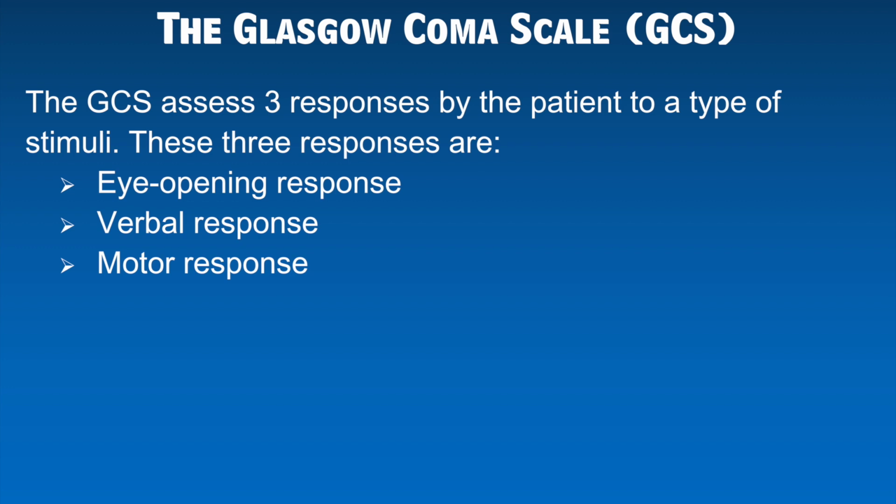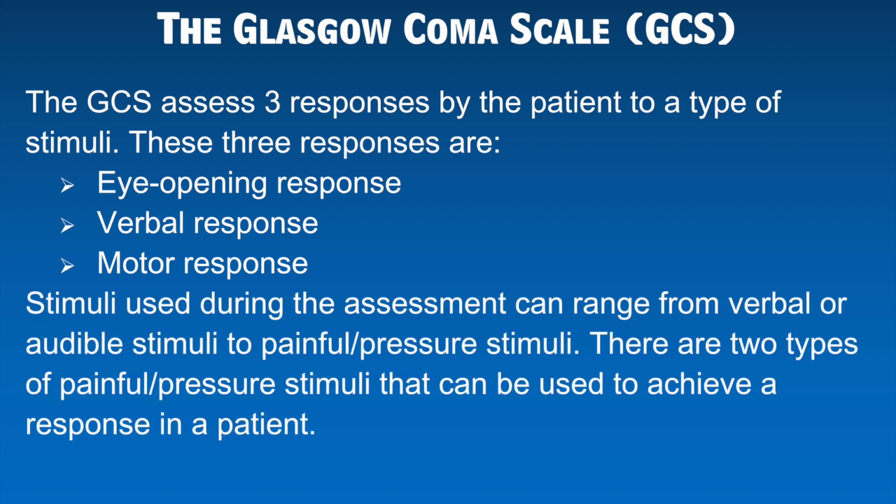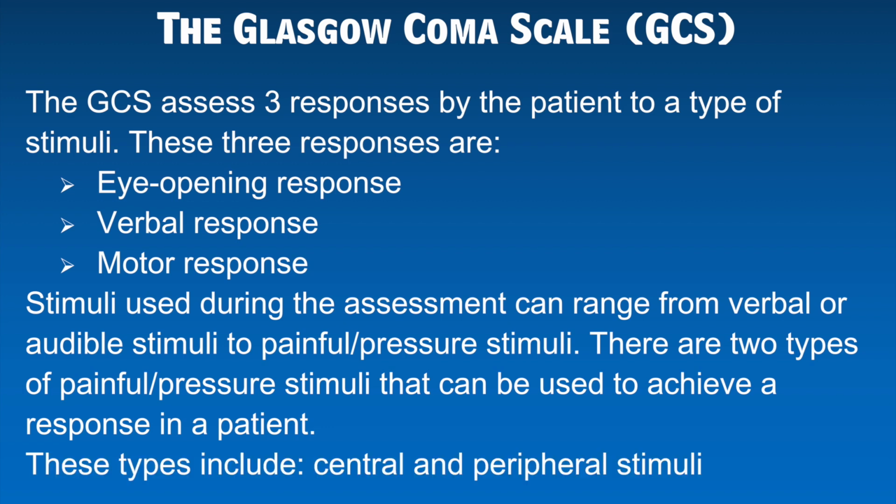The Glasgow Coma Scale assesses 3 responses by the patient to a type of stimuli. These 3 responses are eye-opening response, verbal response, and motor response. Stimuli used during the assessment can range from verbal or audible stimuli to painful or pressure stimuli. There are 2 types of painful or pressure stimuli that can be used to achieve a response in a patient. These types include central and peripheral stimuli.